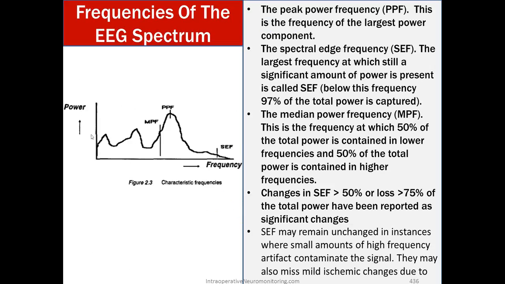So here we have our power and our frequency on our x and y axis. Here we have our MPF, or median power frequency. So this is half. Here we have the peak power frequency, or the highest peak, and here we have our spectral edge frequency. This is the one that we typically use. But definitely know the definitions, and it makes it easier in your mind if you can remember this image.